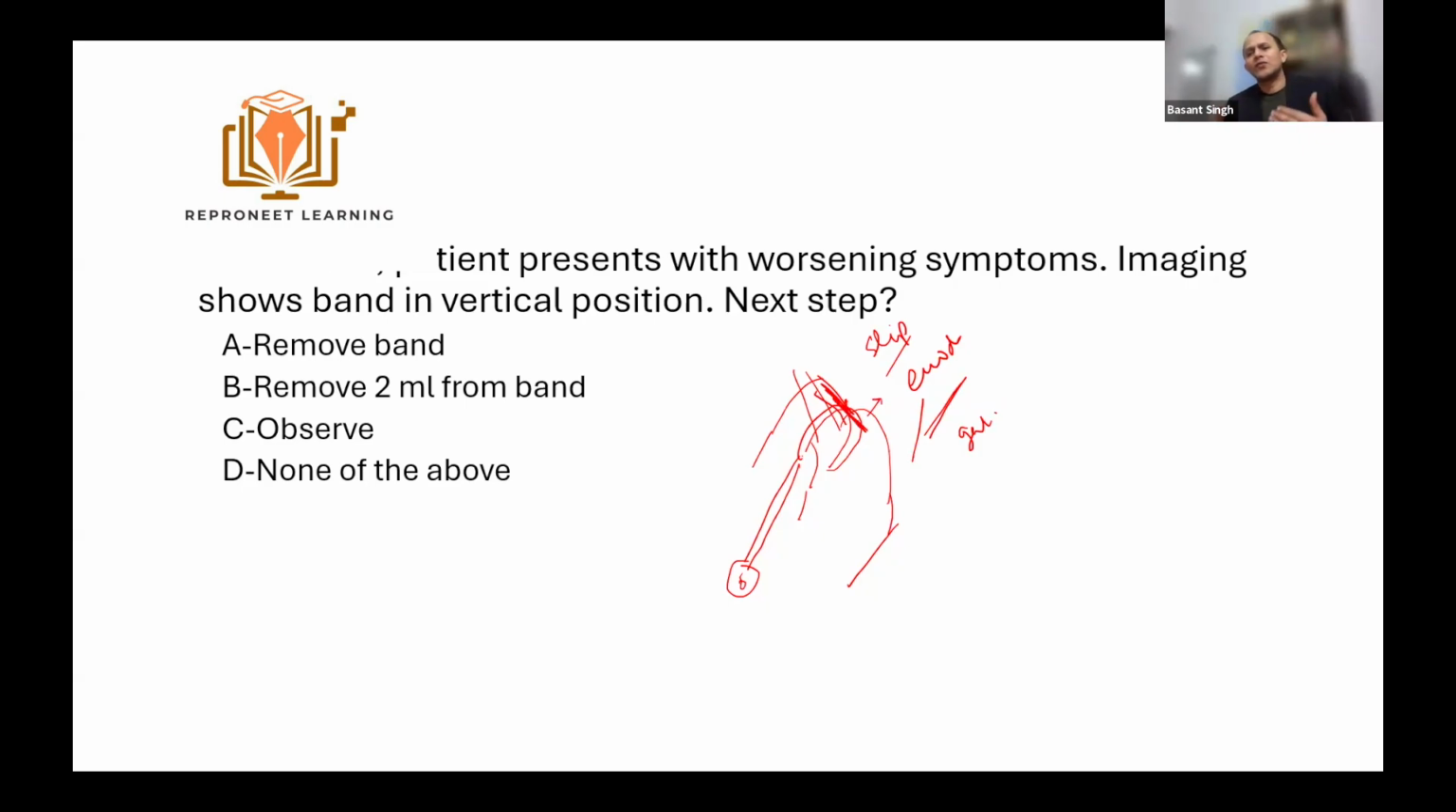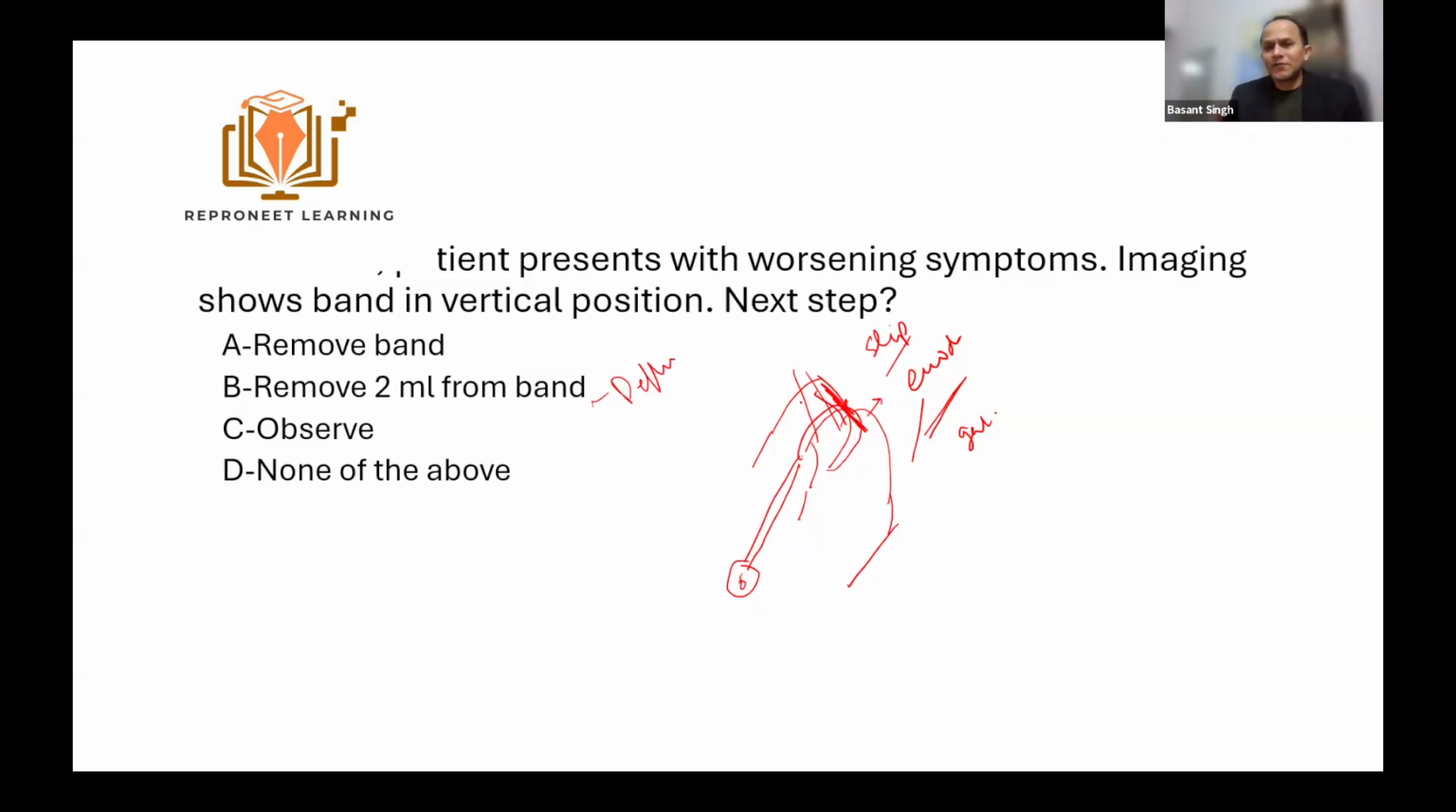And then you decide whether you want to keep the band or remove the band. So that is a secondary thing. First thing is that you deflate the band. You cannot observe, because if you observe, this slipped band can press and compress the stomach, and the stomach can go into necrosis. So that is the first thing that you do. Okay, you deflate the band.